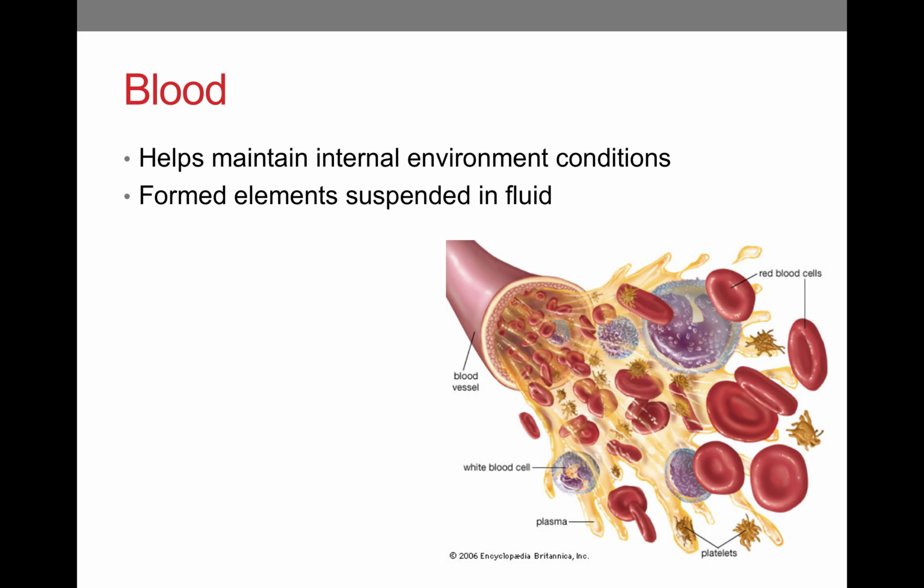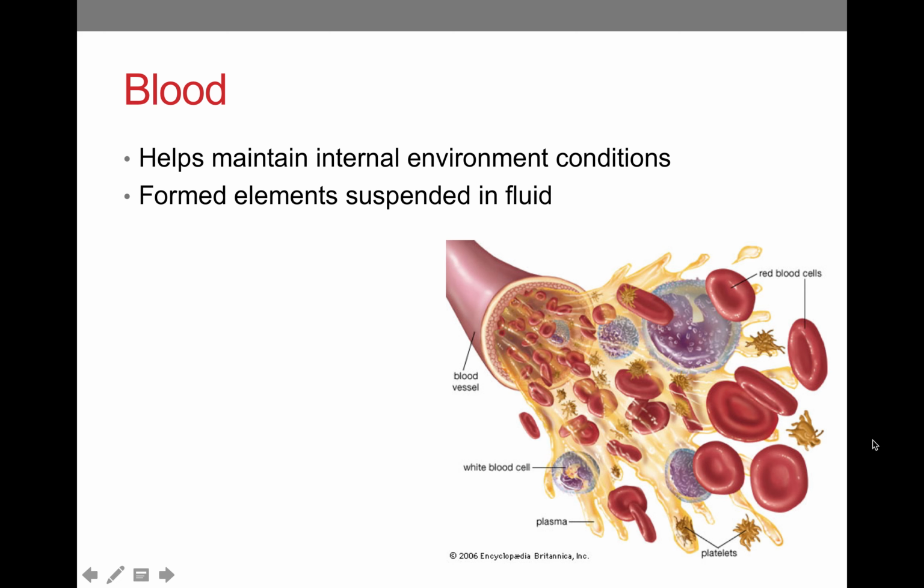Lastly, we have blood. Blood is very important. It is made up of formed elements, so solid parts that are suspended in fluid. We'll talk about blood a lot more when we talk about the cardiovascular system. But for right now, it's important to know that it is mostly a liquid connective tissue. It helps maintain internal environmental conditions, so it helps keep with homeostasis.